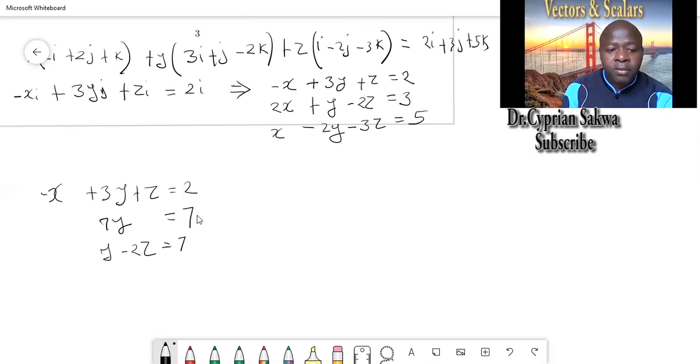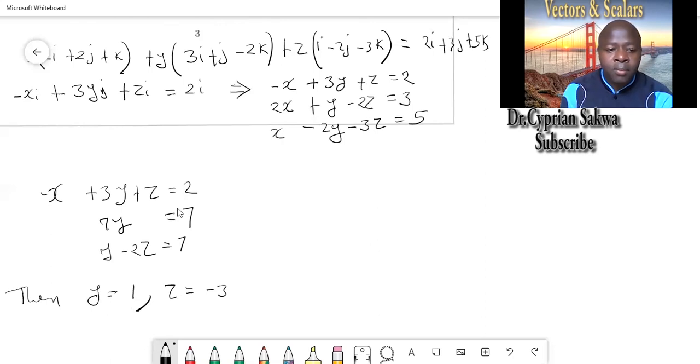Now, you can see from this equation 2 that y equals 1. So if y equals 1, then you can come to this equation and see that z will be what? Just put 1 here. So z will be negative 3.